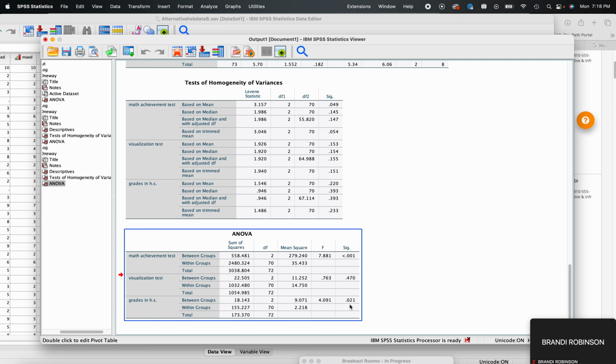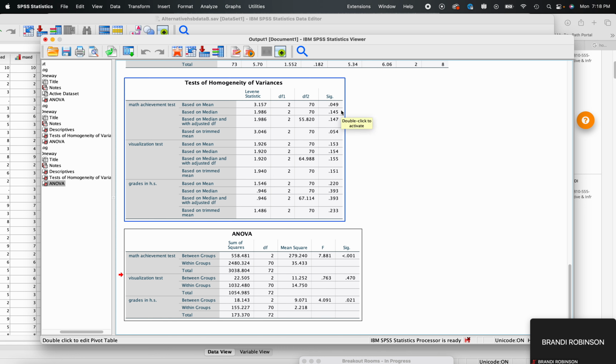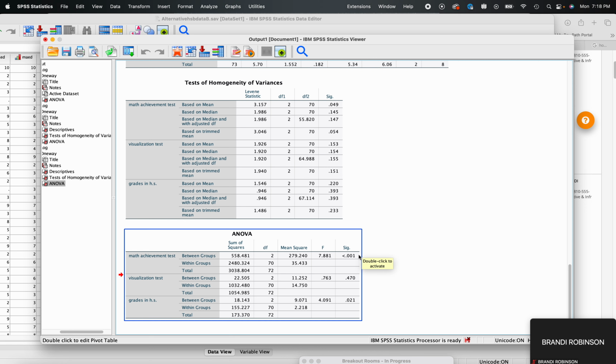So that's the first half of the test. So you're going to want to mark down on your paper, math achievement violated the variances assumption. That's important. Math achievement had a significant difference in means. Visualization did not have a significant difference, which means I will not do a post hoc test for it. And grades in high school also had a significant difference. And so that is how we will look at this for the first half of the ANOVA test. From there, we will move on and we will take a look at the post hoc test.